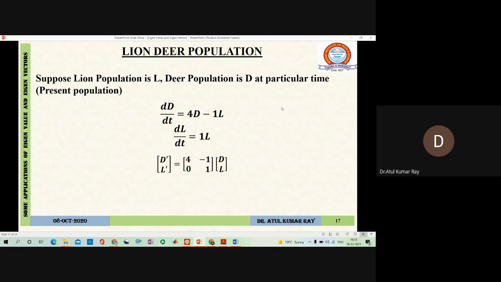So I can express this transformation in this form: d dash, l dash, where d dash represents dd by dt and l dash represents dl by dt. Then you will have the transformation like this. So we again have a matrix. Let's solve this matrix and find the eigenvalues and eigenvectors. It is an upper triangular matrix, so its eigenvalues are 1 and 4, obviously. Then what will the eigenvector be, and how does that eigenvector help in predicting the nature of existence of deer or lion? So let's see.